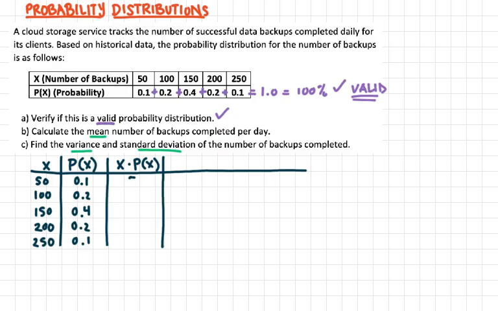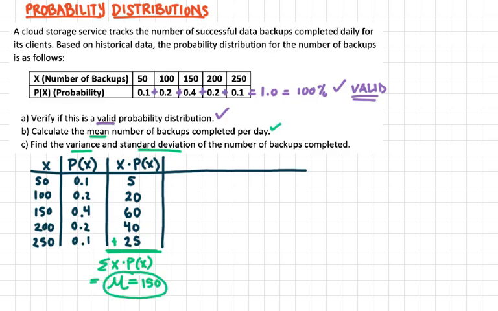50 times 0.1 is 5. 100 times 0.2 is 20. 150 times 0.4 is 60. 200 times 0.2 is 40. And 250 times 0.1 is 25. Now for the mean, all you must do is add up this column. So we'll do the sum of x times p of x, which, by the way, equals the mean. And so what we get in this case is the mean is 150. So we've answered the mean question.